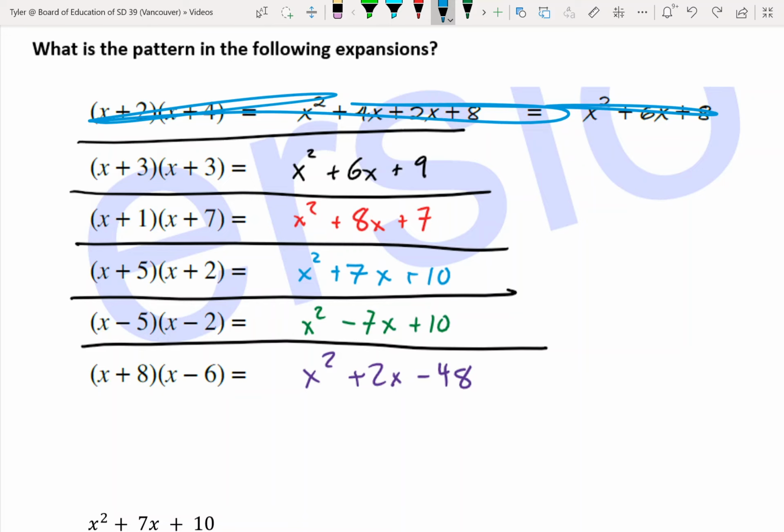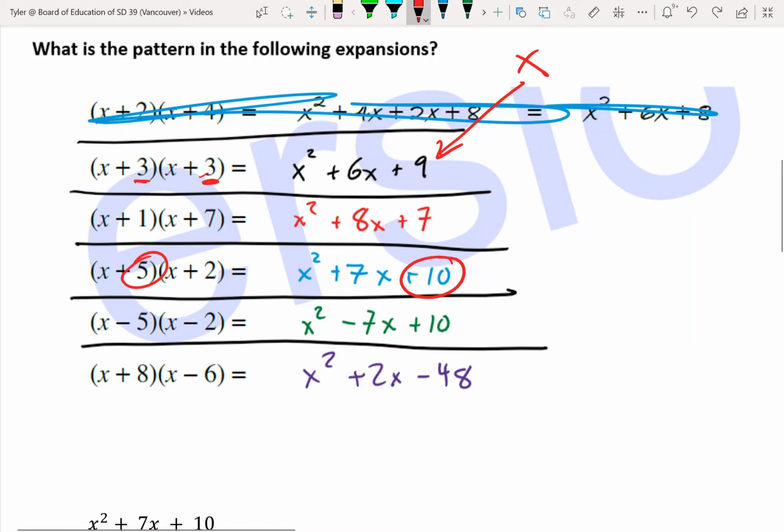So the idea is, whatever the number at the end is, this C value, is always these two multiplied. If you take 3 and 3, 3 times 3 is 9. If you take 5 and 2, 5 times 2 is 10. If you take -5 and -2, and multiply them together, you get +10.